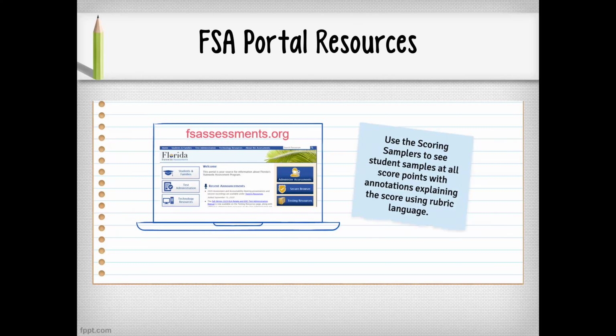So that concludes our scoring portion of today's training, and really we're wrapping up the entire session. So what I wanted to remind you of is where to find all of these resources, as well as the 4th grade sampler set and even the middle school sampler sets, so that you can see as many responses as possible with annotations. You can use them with your students. You can use them as you score, but so many really, really good resources at fsassessments.org.